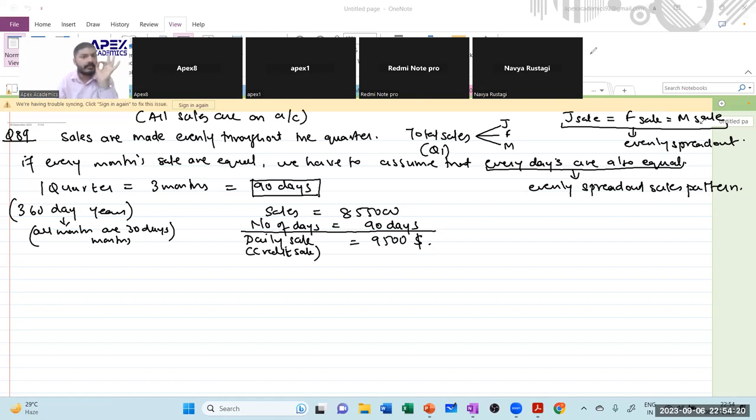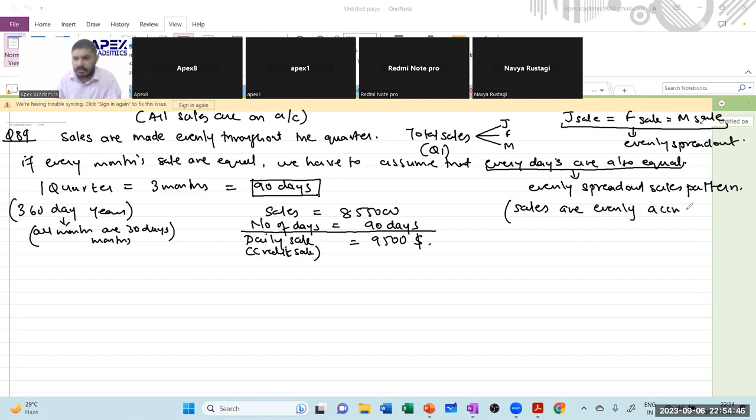Can you please explain it again? And what other word can they use besides "evenly throughout"? Generally, this is the terminology that they use: sales accrue evenly throughout the year, or sales are evenly spread out throughout the year.